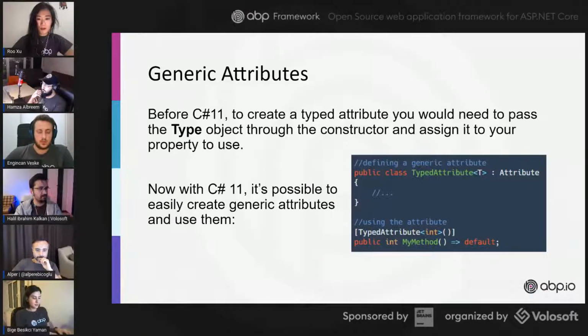The second feature is generic attributes. Before C# 11, creating a typed attribute was a really hard thing. We would need to pass a type object to the constructor of the attribute, assign it to a property, and do stuff with this property. But now C# 11 introduces generic attributes, and now it's possible to easily create generic attributes like creating a normal generic class.